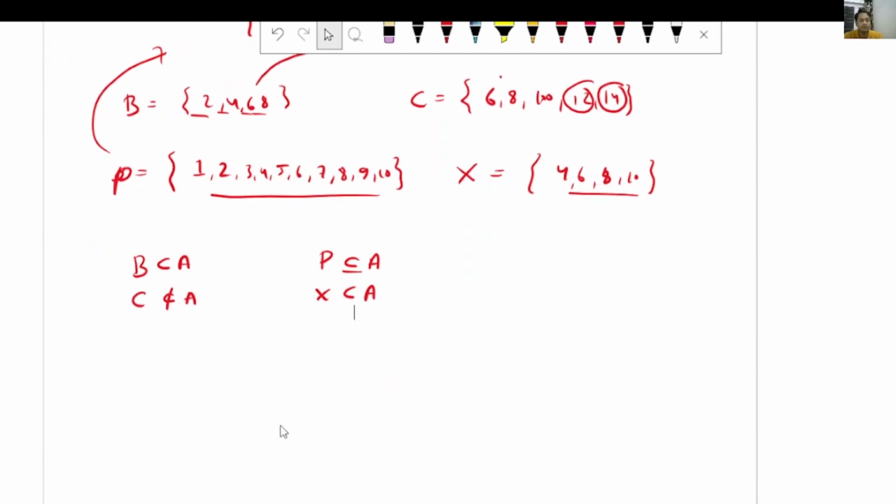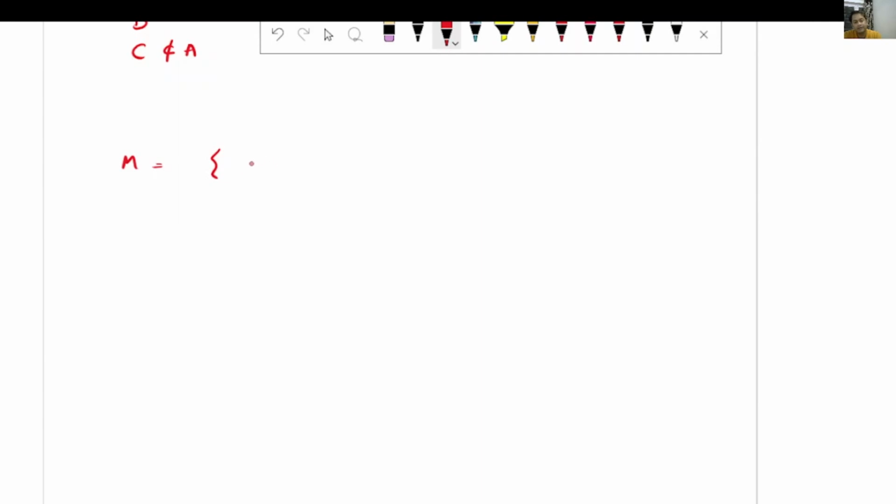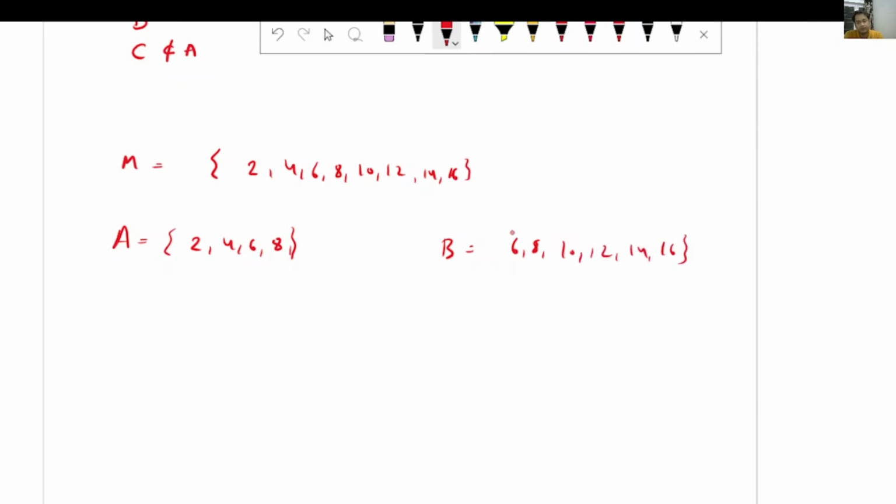Now I will take another example to explain union and intersection. Suppose I take set M, and in set M I am writing some numbers: 2, 4, 6, 8, 10, 12, 14, 16. There is another set A, which includes 2, 4, 6, 8. And there is another set B, which has 6, 8, 10, 12, 14, 16.